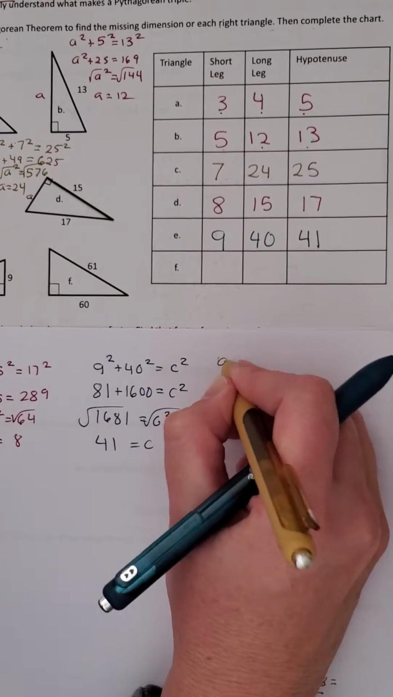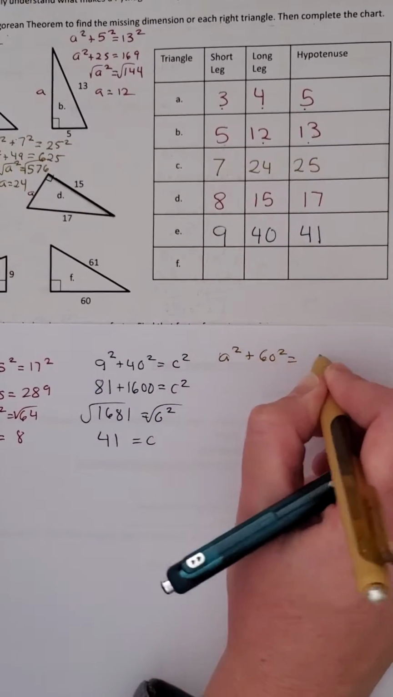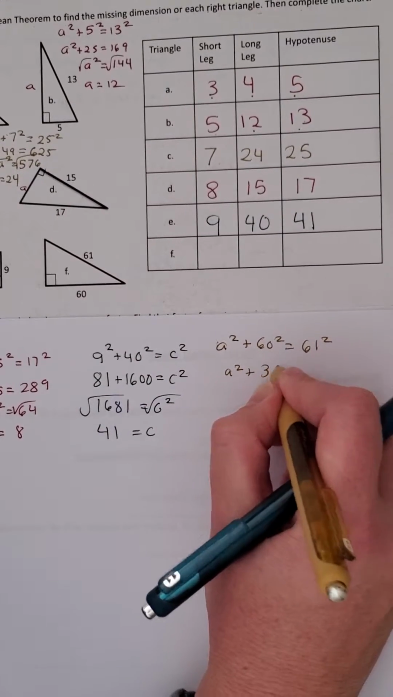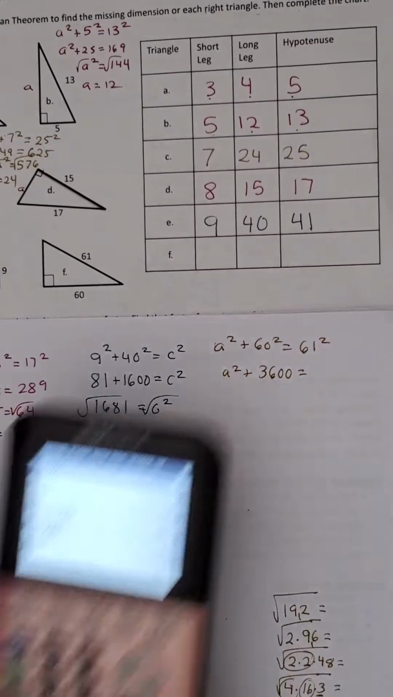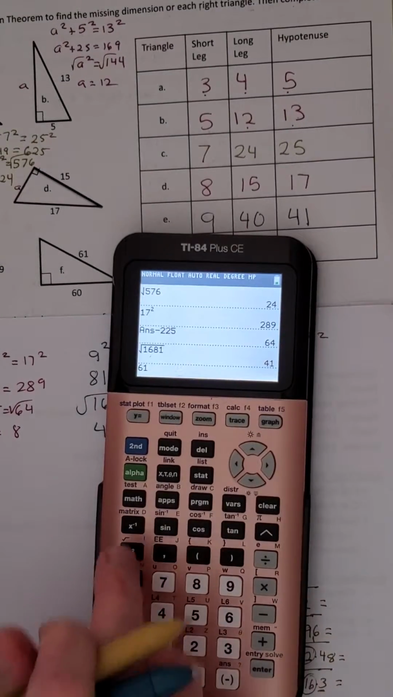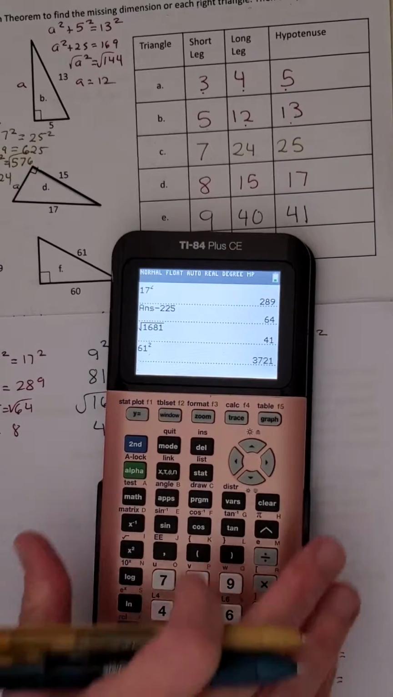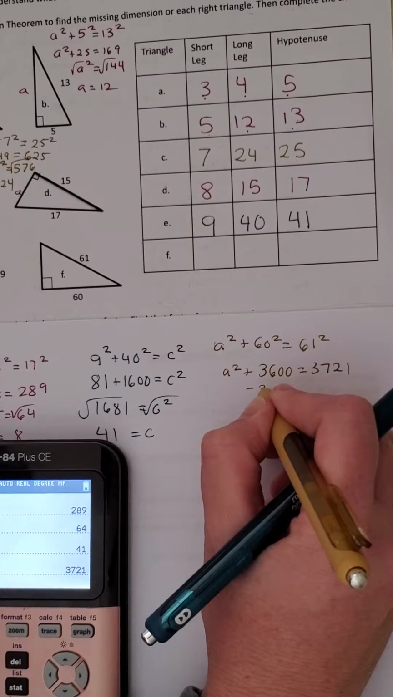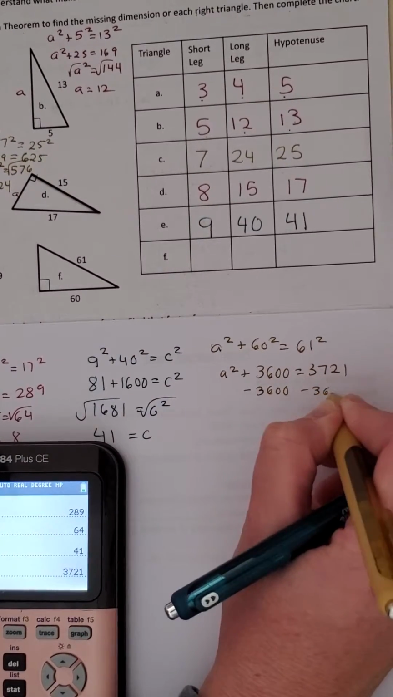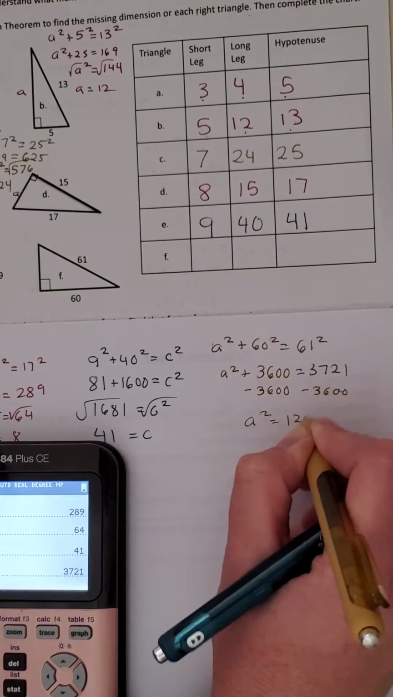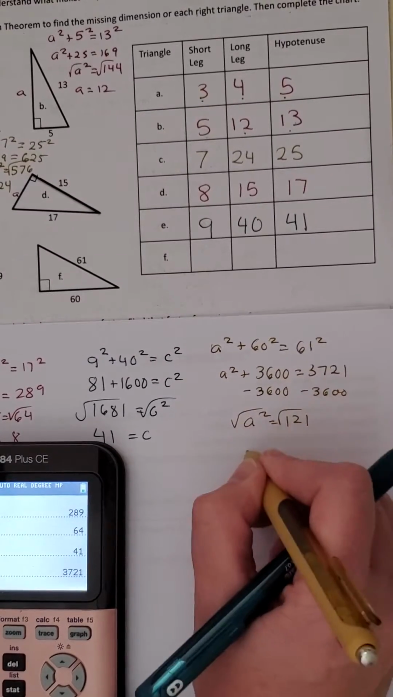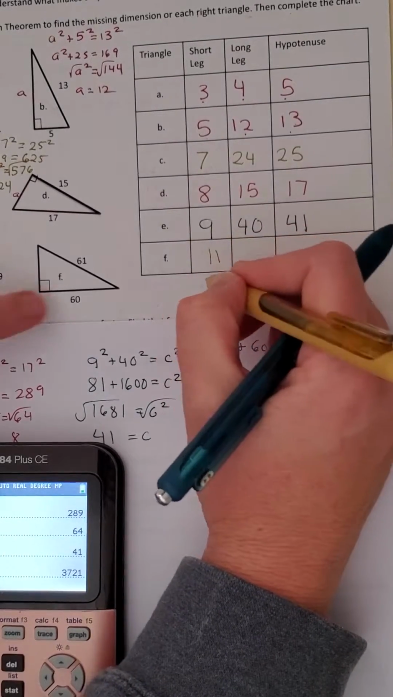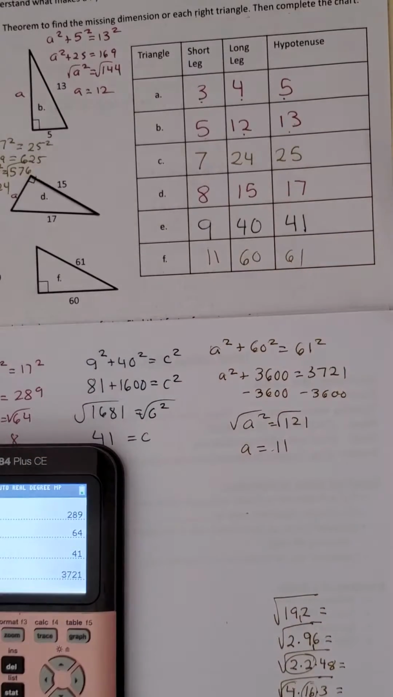And the last one is A squared plus 60 squared is equal to 61 squared. So A squared plus 60 squared, which is 3600, is equal to, I don't know 61 squared, so 61 squared is 3721. And then I would subtract 3600 from each side. I get A squared equals 121. Square root both sides. A equals 11. And so my shorter leg is 11, my longer leg is 60, and my hypotenuse was 61.